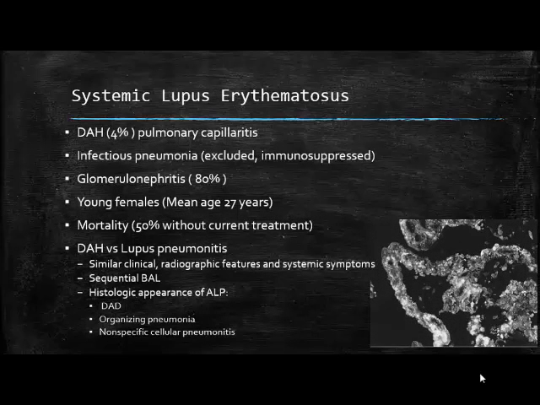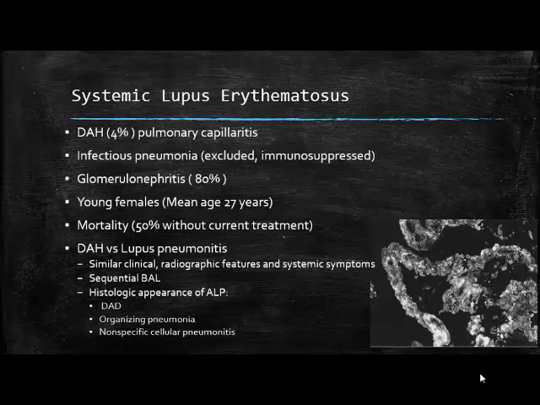SLE: 4% of the patients could present with diffuse alveolar hemorrhage, and it's secondary to pulmonary capillaritis. It's important to rule out pneumonia in these patients because nearly all of them are immunosuppressed. In 80% of the cases there's kidney involvement, and it's usually in young females. It has a high mortality if you don't treat them, 50% without treatment.